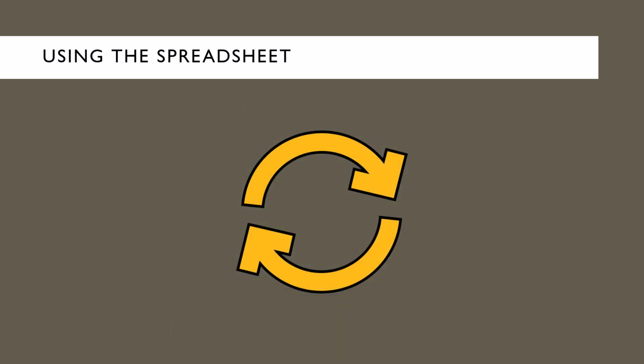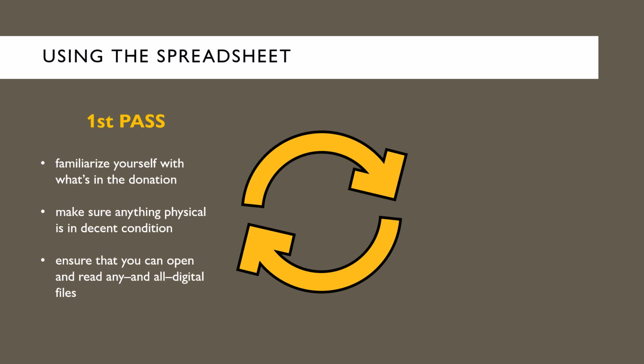Once you receive material, you're going to take a first pass through the donation, the first of 2 passes through the materials that you'll do. The purpose of the first pass is to familiarize yourself with what's in the donation, making sure anything physical is in decent condition, and to ensure that you can open and read any and all digital files. As we go through Tab 1, we'll explain the steps of this first pass.